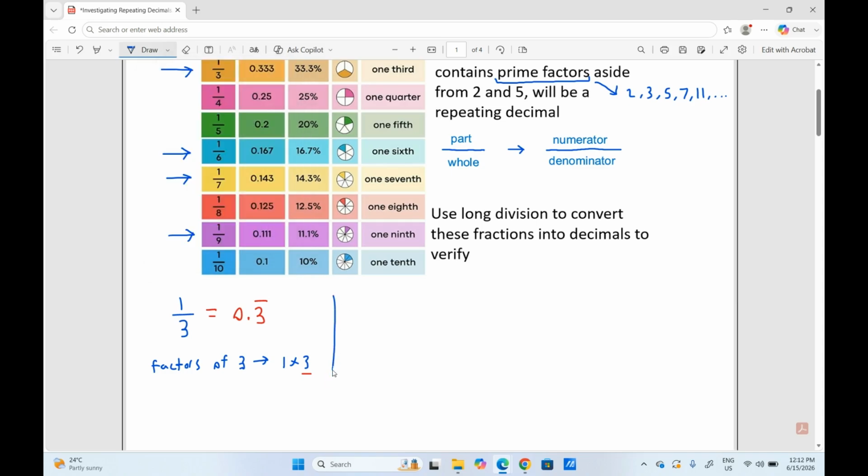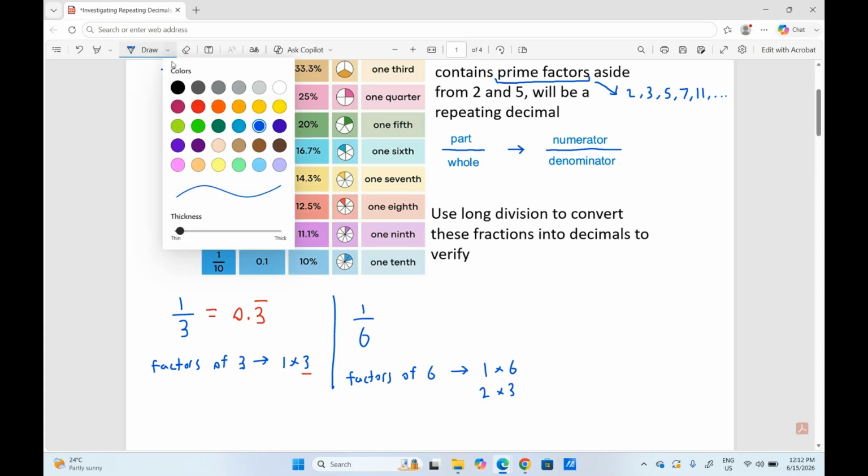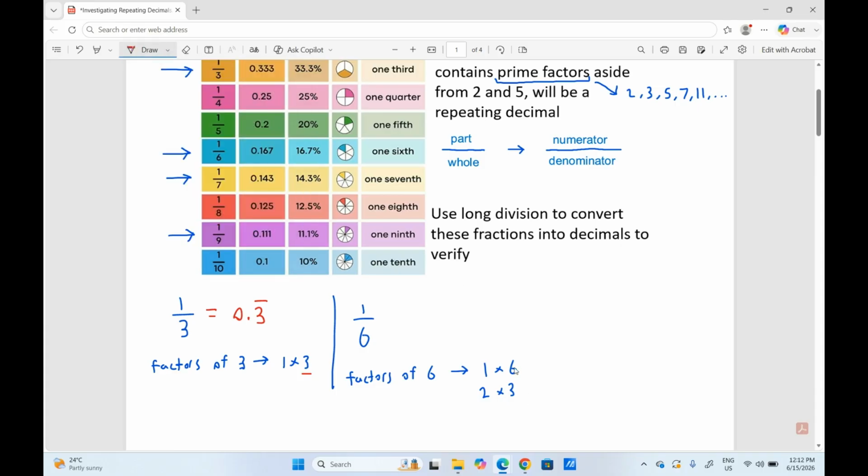Okay, let's do another example. Let's say we have 1/6. So for 1/6, let's find my factors of 6. So factors of 6 are going to be 1 times 6 and 2 times 3. Now, 6 is not a prime number, so it doesn't matter. Neither is 1. 2 and 3 are prime numbers.